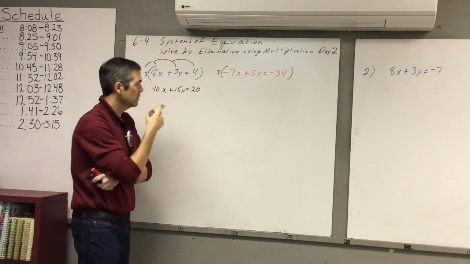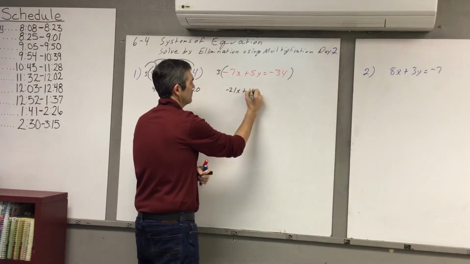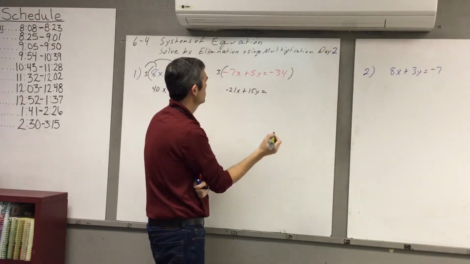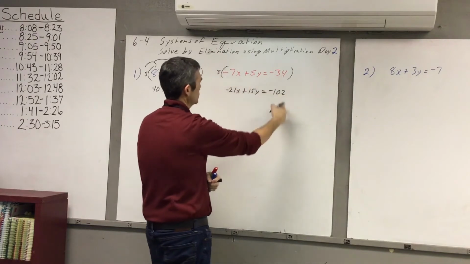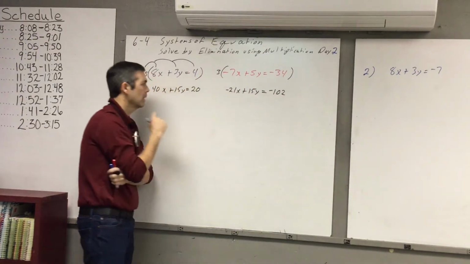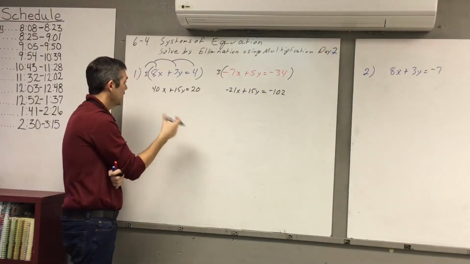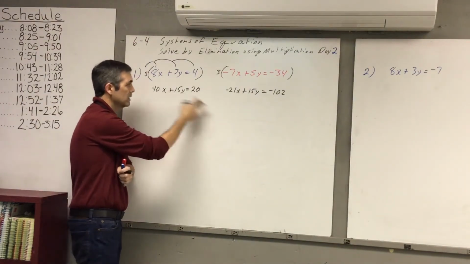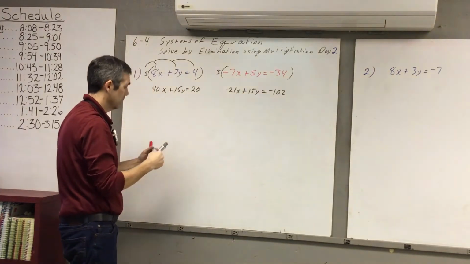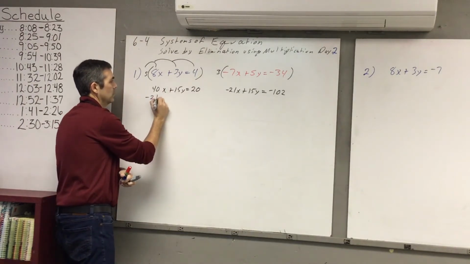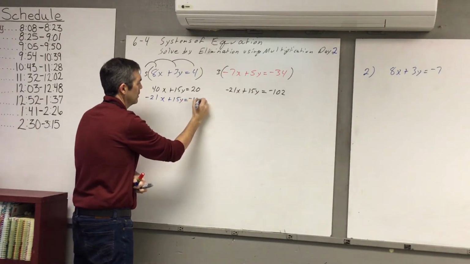Okay, so far so good. Minus 21x plus 15y equals negative 102. 3 times 4 is 12, and 3 times 34 is 102. Now notice, when I line this up, I can put one of these under the other, and the 15s are going to cancel out. I'm just going to go ahead and do that right now. So negative 21x plus 15y equals negative 102.